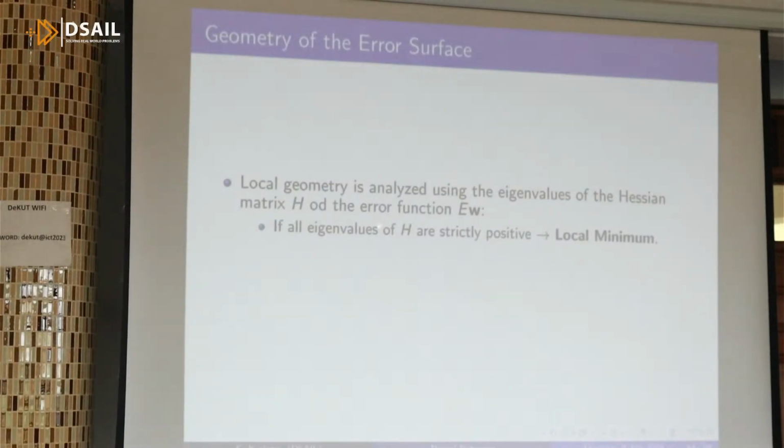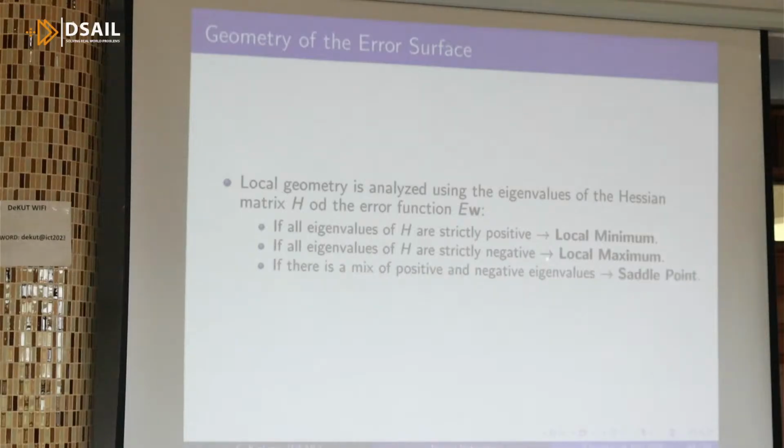Okay? If all eigenvalues of the Hessian matrix are strictly positive, it's a local minimum. If all eigenvalues of H are strictly negative, this strictly positive should be a global minimum. Yeah? And if eigenvalues are strictly negative, that should be a local minimum. Or I'm confusing one of those two. I'm not sure which is which. But if there's a mix of both positive and negative eigenvalues, then it's a saddle point.